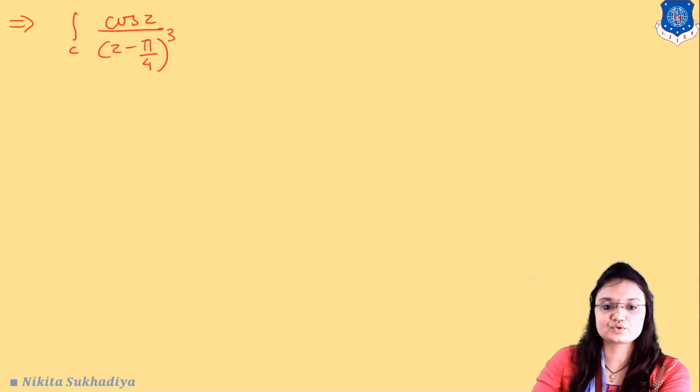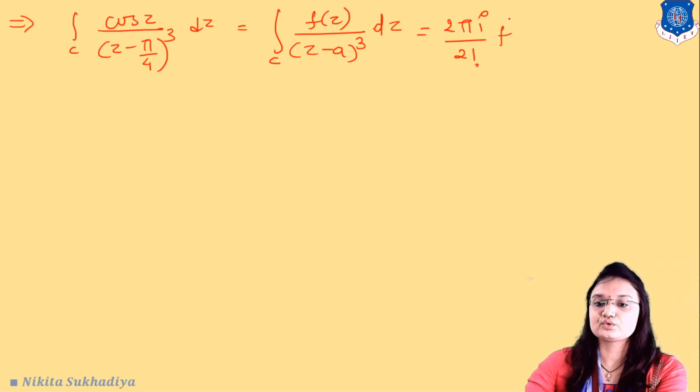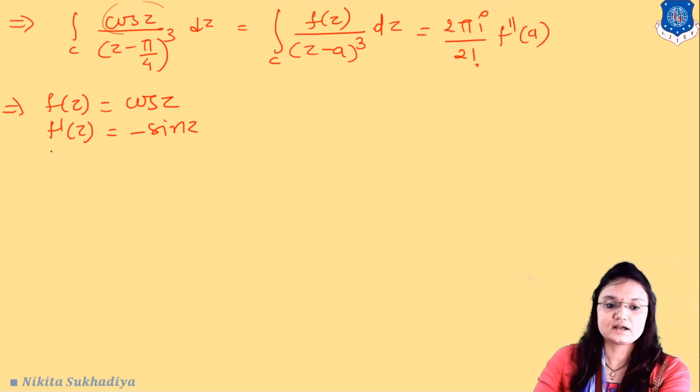Okay. So now we have a question like this: the integral over C of cos z upon (z - π/4) raised to the whole cube dz. This is a question like this: the integral over C of f(z) upon (z - a) raised to the whole cube dz. If we have a question like this, then we can use Cauchy's integral formula, that is 2πi upon 2 factorial into f''(a). So here, for the point z = π/4, the function is f(z) = cos z. So we have to find f'(z), that will become -sin z, and f''(z), that will become -cos z.